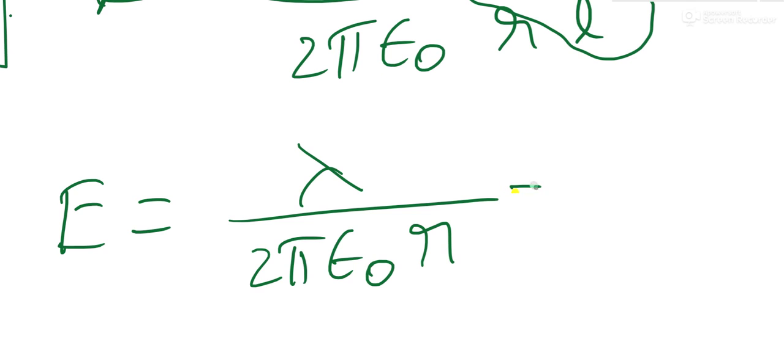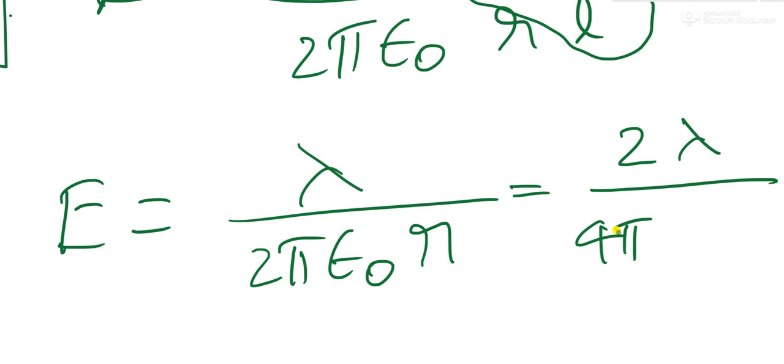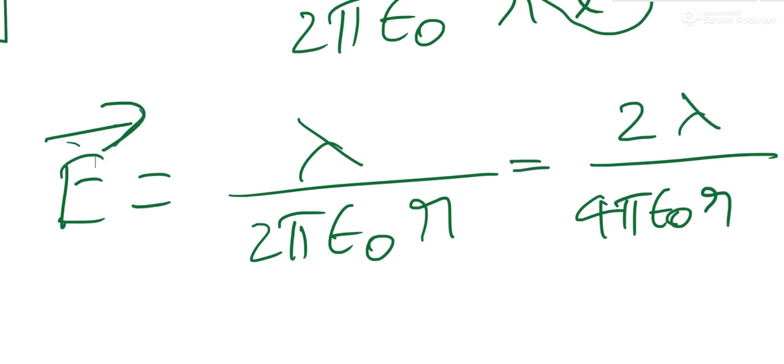Or if you want, 1 by 4 pi epsilon naught is 9 into 10 power 9, so you can easily calculate. If you want 4 pi, it is going to be 2 lambda divided by 4 pi epsilon naught r. This way also you can write the formula. Next, we are going to learn what is the electric field due to the sheet.